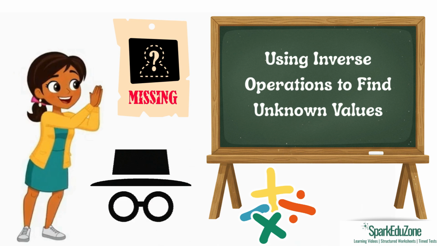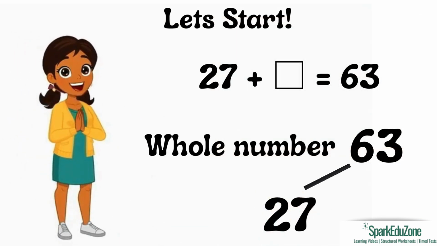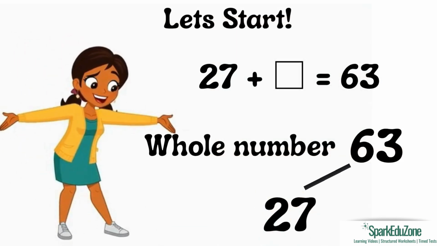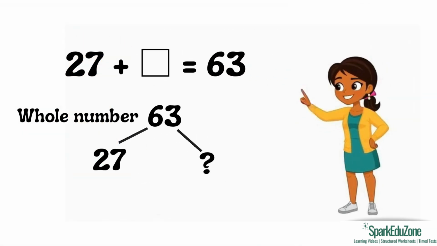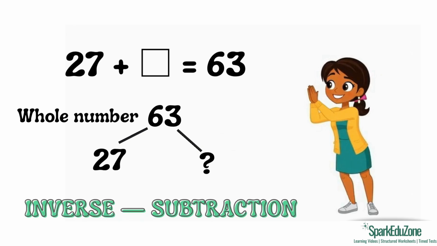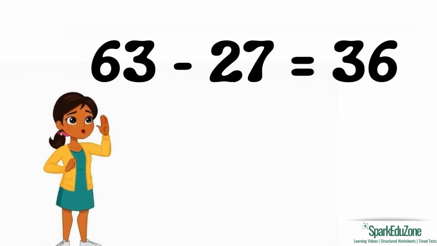It's like a magic undo button for maths. Let's start with an easy one. 27 plus what equals 63? We know the whole is 63 and one part is 27. So we use the inverse, subtraction. So the missing number is 36.